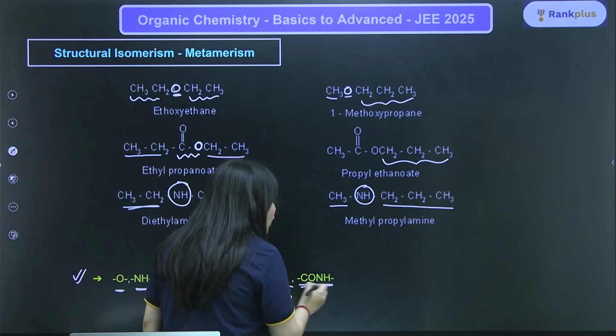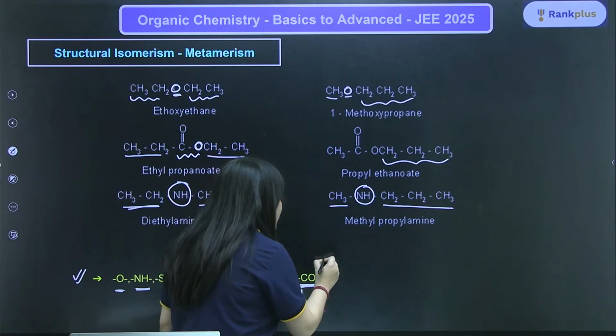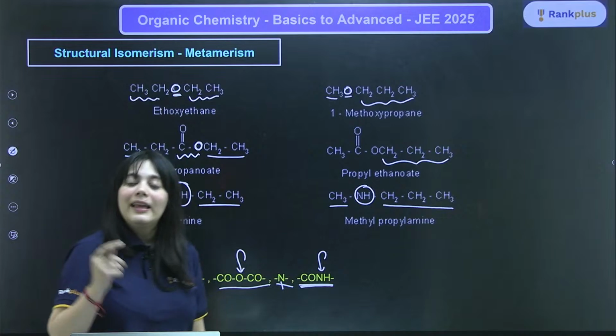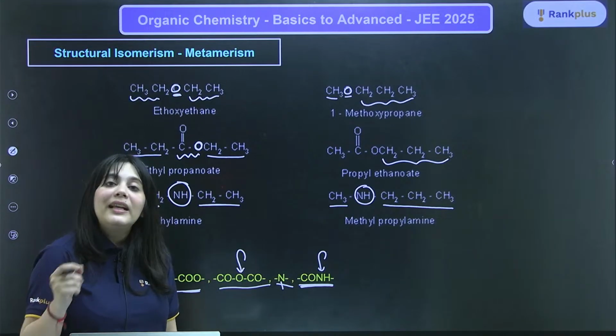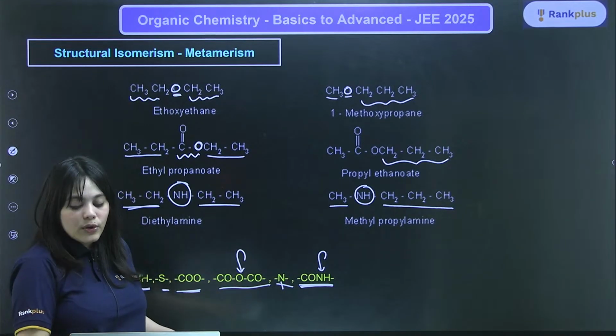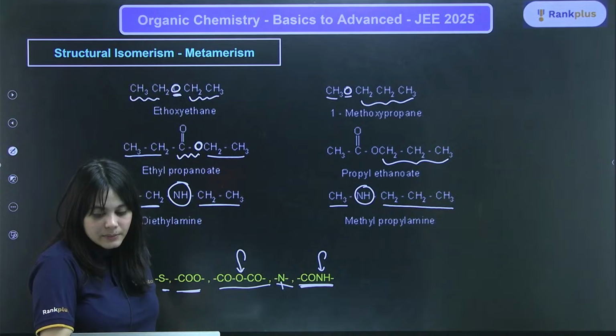Anhydrides, once again, your tertiary amines will definitely show your metamerism. And once again, your amides. Can you see once again, nitrogen is there, a heteroatom. So they will definitely show your metamerism, right?